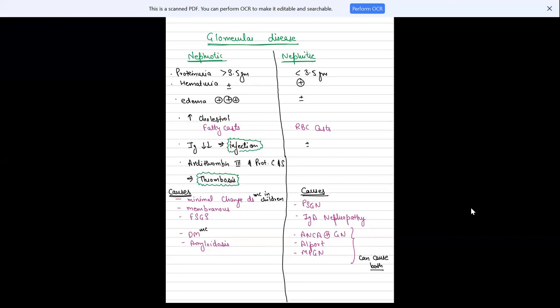Or if there is a question saying a patient is coming with a similar presentation like anasarca and recurrent infections as well, and he's a diabetic, you should consider diabetes mellitus causing nephrotic syndrome. Okay, so let's move to the next slide, please.